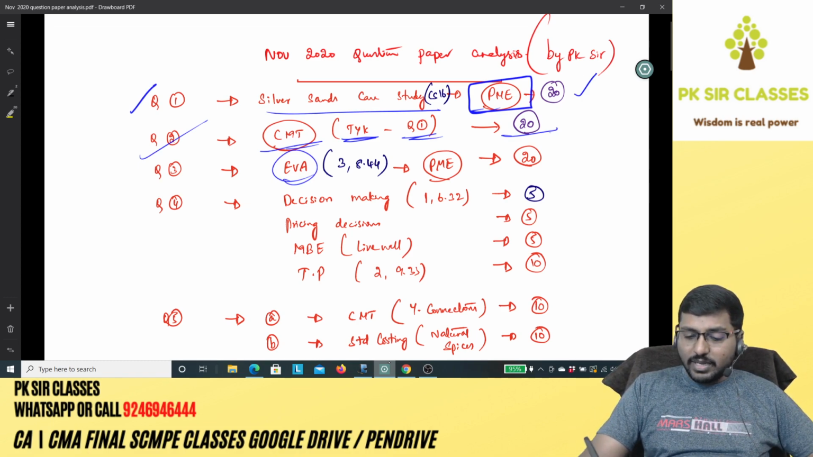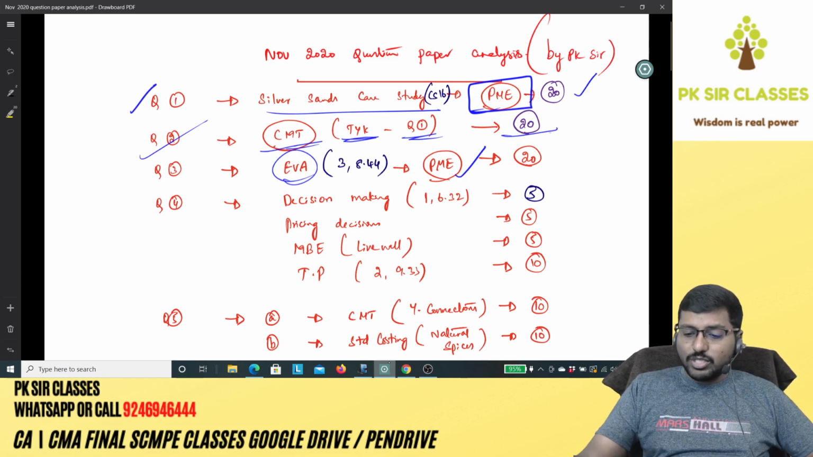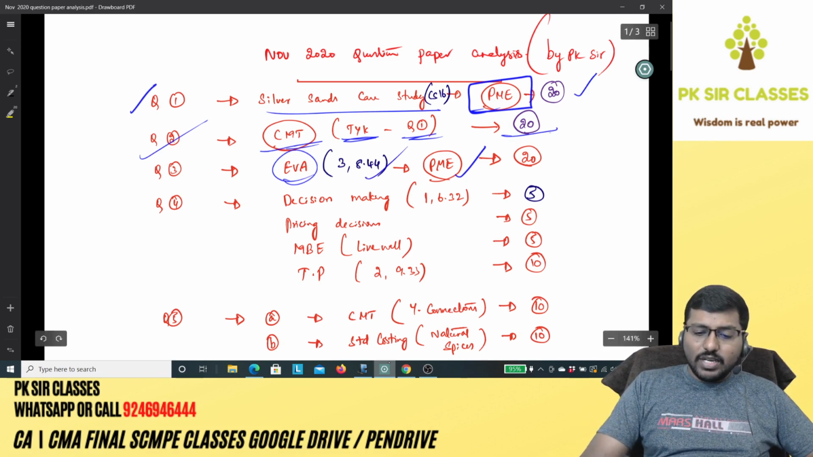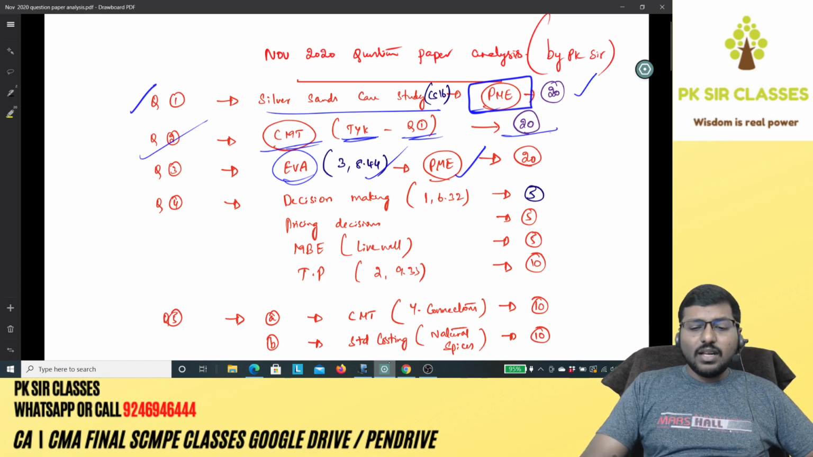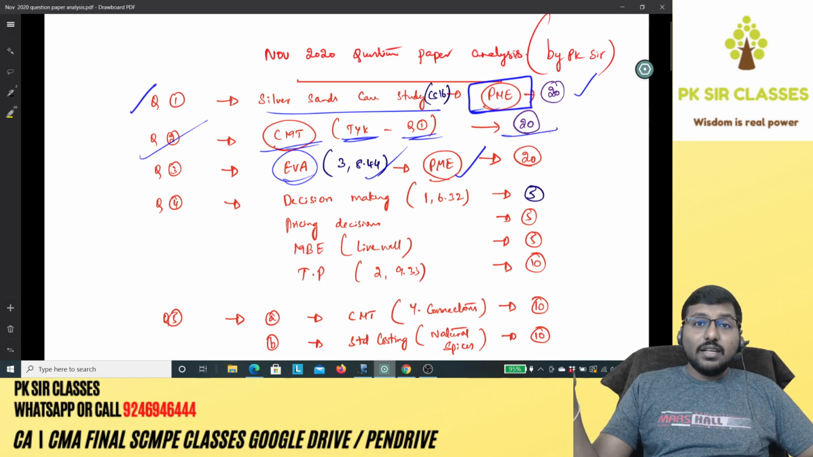And of course, as expected, the PME chapter, the most important chapter of your whole syllabus, performance measurement and evaluation. Straight away it's page number 8.44 and question number 3. Whatever page numbers I'm giving you right now belong to the old study material, the January 2019 edition. And in December 2020, a new edition has come which is applicable for May 2021 students.